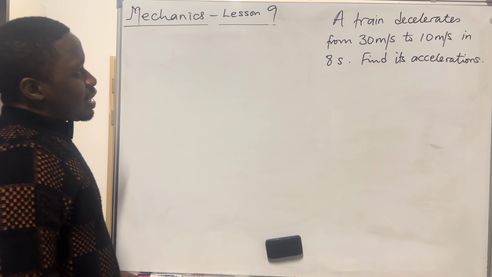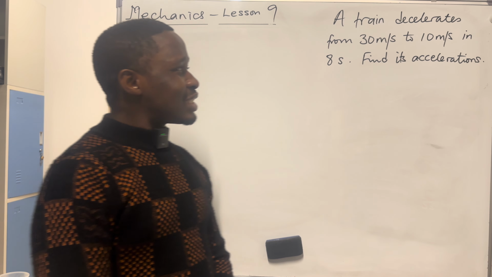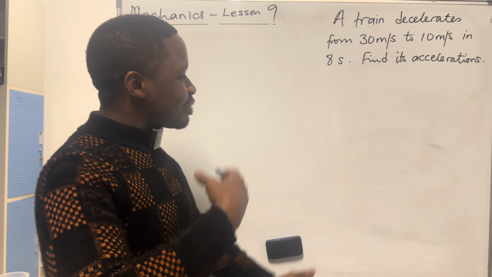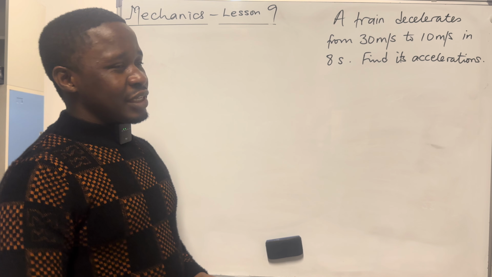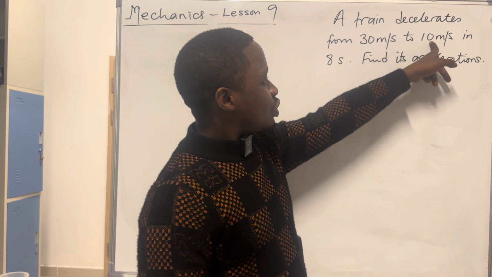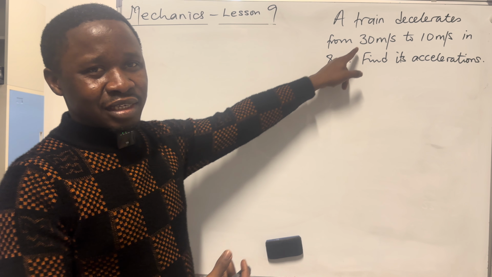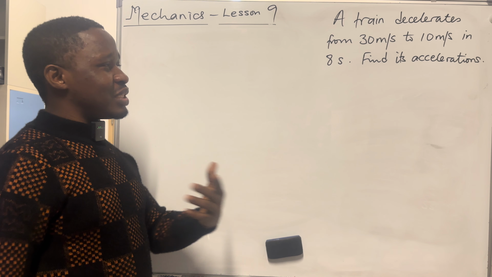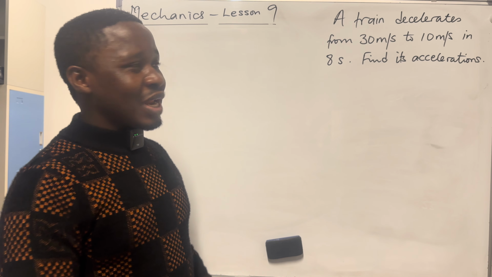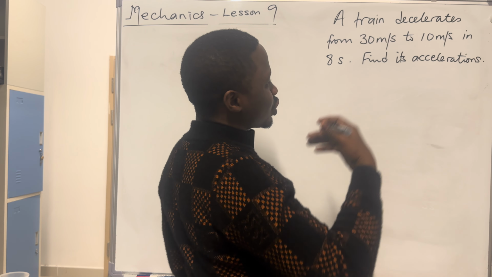Now, the train decelerates from 30 meters per second to 10 meters per second. The train was moving with 30 meters per second, but because it wants to stop, it slows down to what? To 10 meters per second. So our final velocity is 10 and our initial velocity is 30. It keeps going until passengers want to come down. The train wants to drop off some passengers, then it decides to slow down.